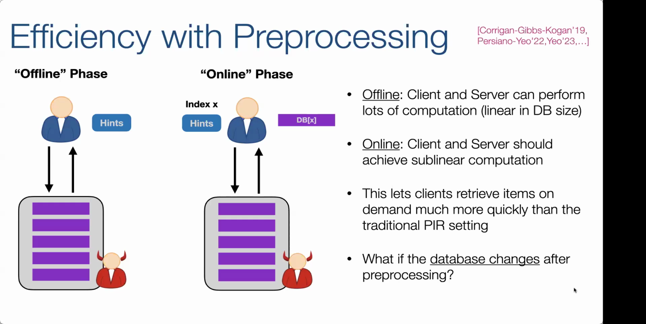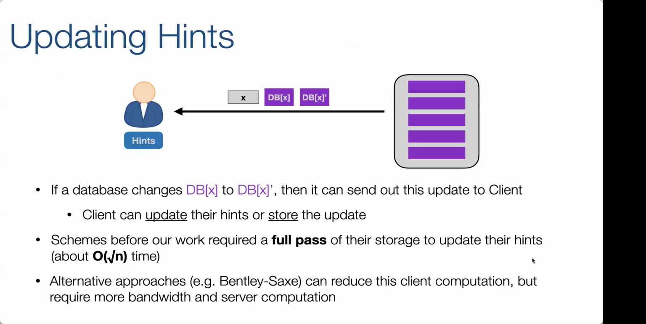Okay. Briefly, I'll just mention the idea of how we update hints. We're going to focus on this type of update, where if an element updates from db[x] to db'[x], then the server will just push out an update to the client. They'll say, I updated this entry from this value to this value. And then we leave it to the client. The client is either going to have to update their hints to be consistent with the new database. It's not a priori clear that they can do that. It turns out that they can.